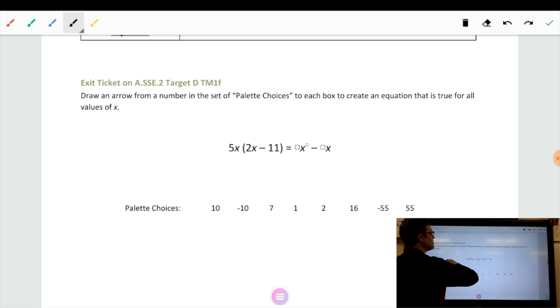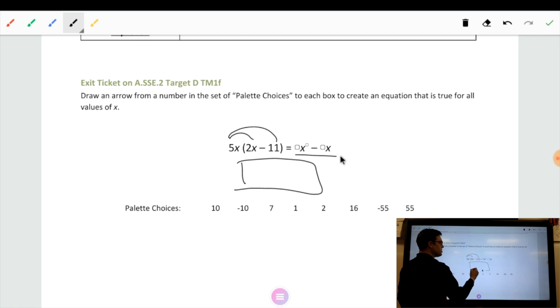5x times 2x, distribute. 5x times negative 11. Remember that minus sign goes with the 11. So 5x times 2x and 5x times negative 11. Whatever you get for your answer when you write it out needs to look like this. And pay attention to that little box up there on the x. There's probably an x squared.